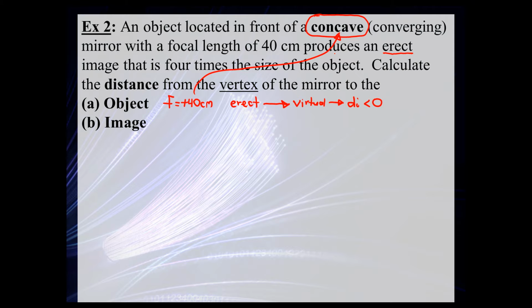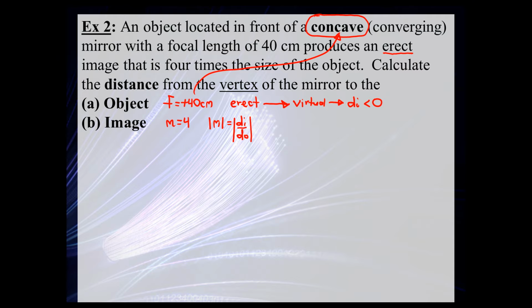Okay, it says that the image is 4 times the size of the object. Well, that's the magnification. So I'm going to start off with an equation for magnification. You can write down that it's either the ratio of image distance to object distance, or object height to image height. I'm going to look at the relationship between distances here. So the magnification magnitude would be the magnitude of DI over DO.